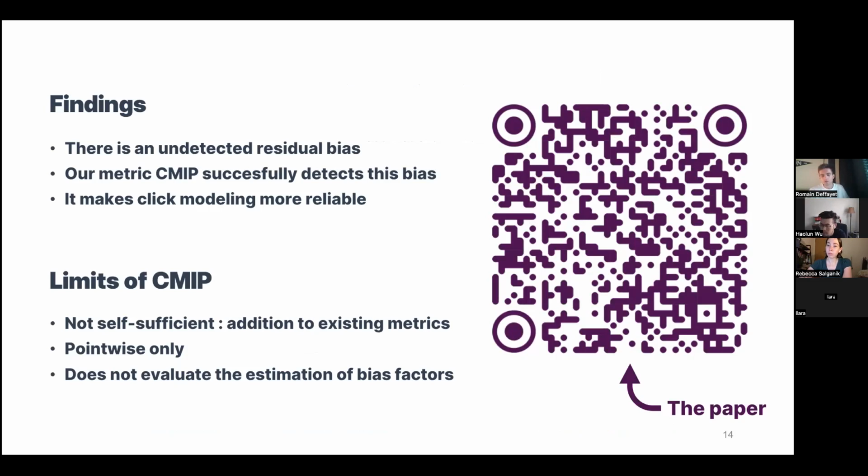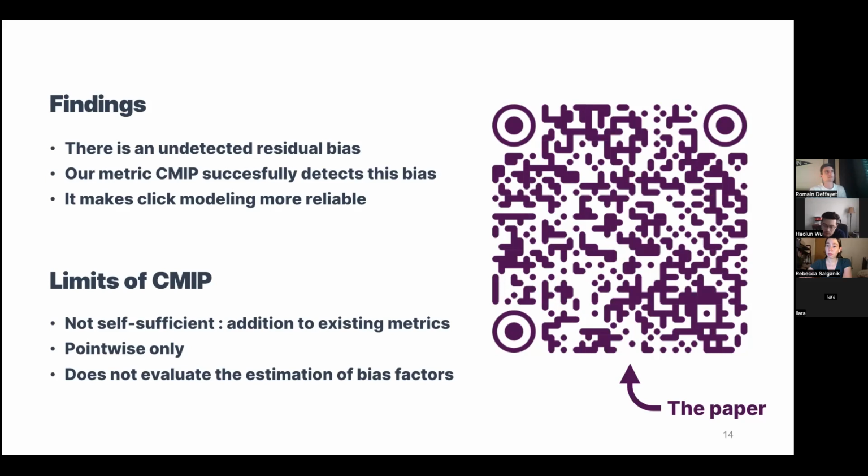And, of course, it has some limitations. First, it is not self-sufficient. You have to add it to the NDCG. You cannot just use CMIP. Right now, it's only pointwise, even though we could also imagine pairwise or listwise extensions. And it does not evaluate the estimation of other latent variables. It's only the relevance. Most of the time, this is what we are interested in, but not always.